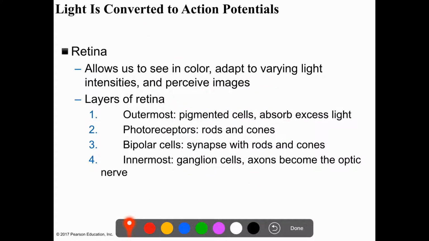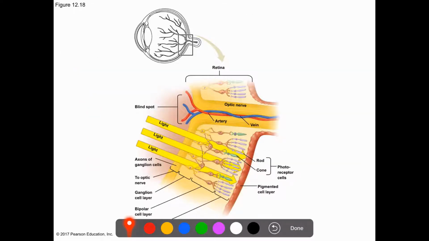Now, to understand vision, we need to understand that light is converted to action potentials, and this is happening within the retina. The retina itself allows us to see in color, adapt to varying light intensities, and receive images. And within the retina, we have several layers. We have the outermost layer, which is pigmented cells, and these are going to absorb the excessive light. Then we have the second layer, which are the photoreceptors. We have two types, rods and cones, and we'll talk a little bit about them.